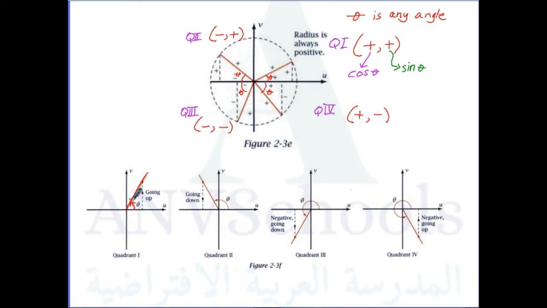Our cosine here is positive, and our sine is also positive because it's going up. And here, your theta is going down, so your cosine goes down, so it's negative, but your sine here is positive. And here, both are negative because the value for your theta is going down. It's in the third quadrant. But here, your theta is going up, meaning the rotation goes up, so your cosine is positive and your sine is negative.